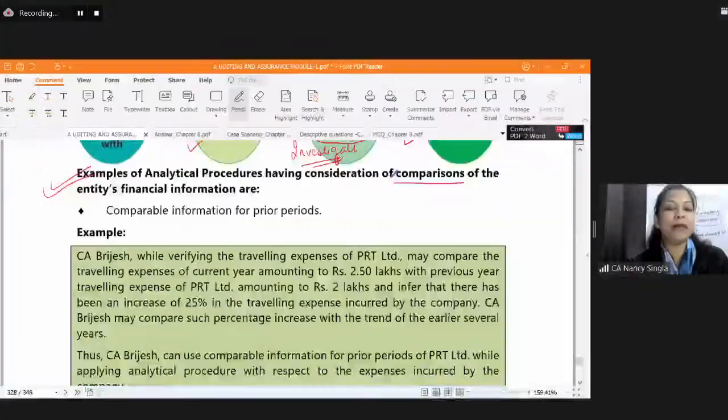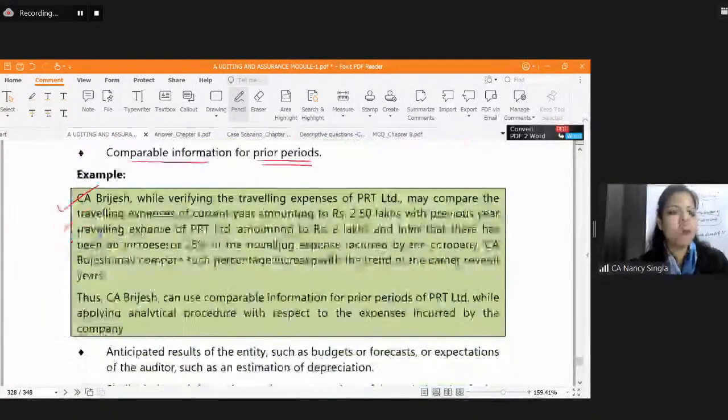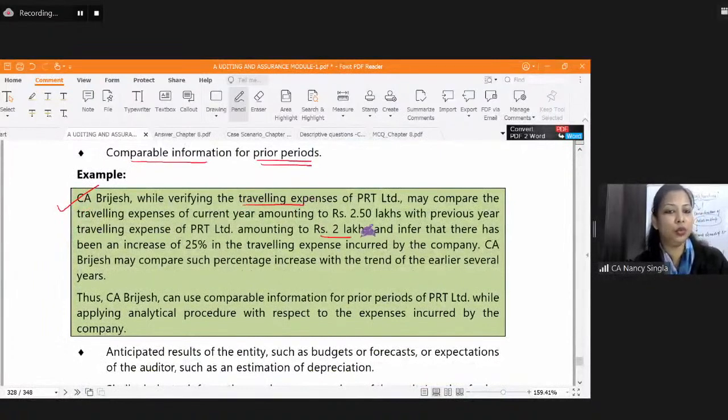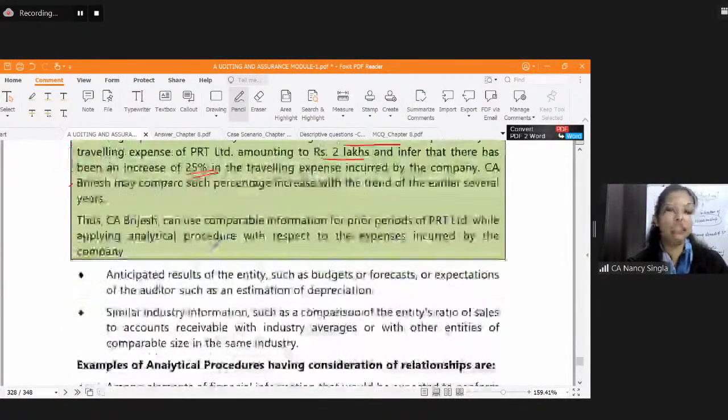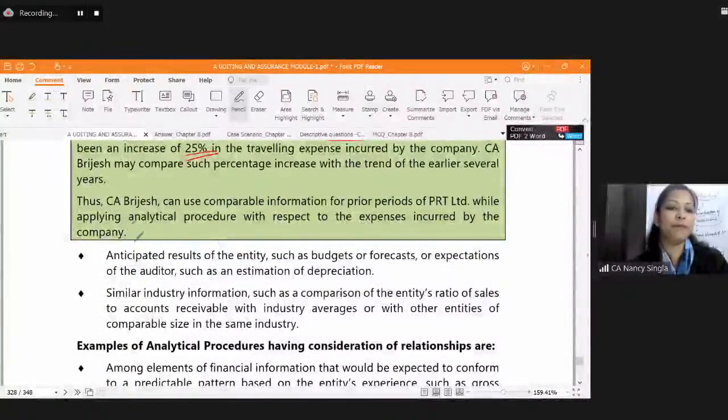So what are the examples of comparison? I was telling you that I've given this as practice questions. So see, comparable information for prior periods. You can read this example. This is very simple. Last year, the traveling expenses were 2 lakhs. This year, 2.5 lakhs. There has been an increase of 25%. Now the auditor will analyze why there is such an increase in the traveling expense.